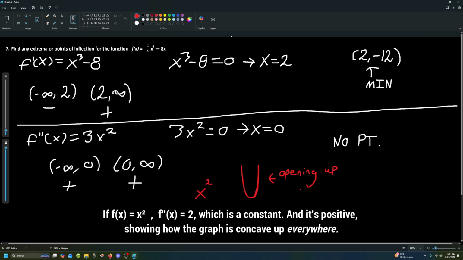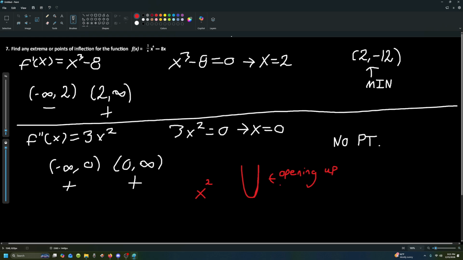It's always opening up. However, when you get something like x to the 4th power, that'll look a bit more like this. Let me try that again. It looks a bit more like this. You'll notice that in this area, it flattens out. And on a graph, if you just put f of x equals x to the 4th, that happens at x equals 0.